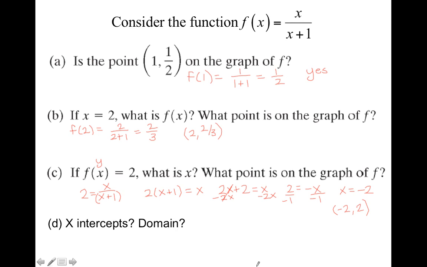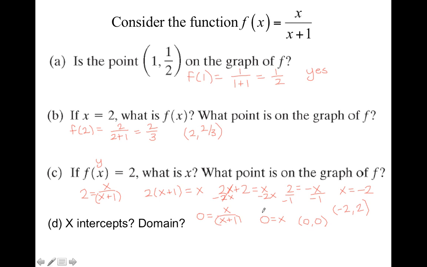All right, the final question asks for x-intercepts and domain. To find the x-intercept, we want to look for where the y value is equal to 0. So plug in 0 where you see f of x, and solve this. When is this equal to 0? Well, cross multiply again. Anything times 0 is still 0. So you just get 0 equals x. So the x-intercept is the point (0, 0).